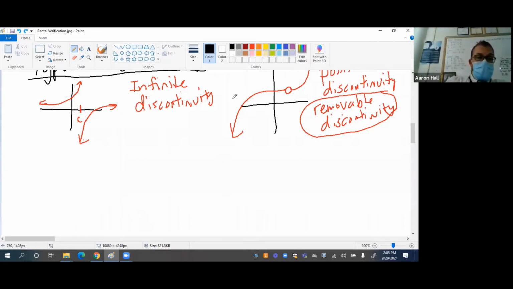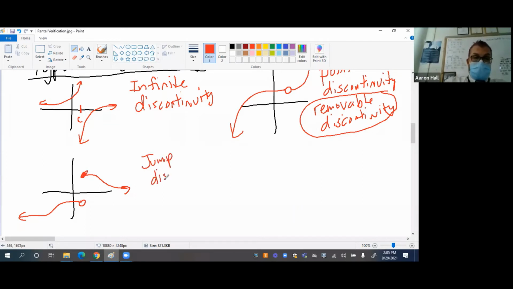Another type is if I have something like this. This is called a jump discontinuity. And then the last one.